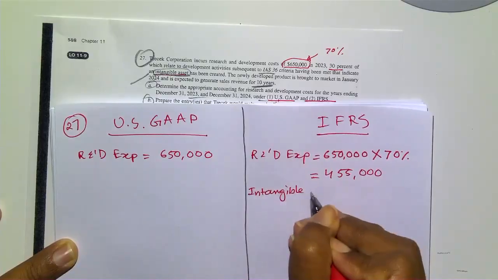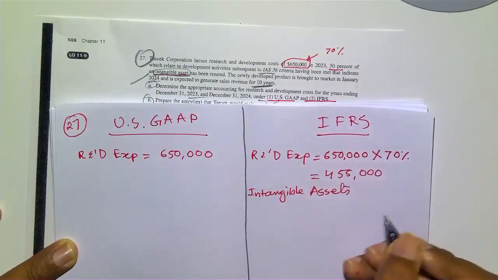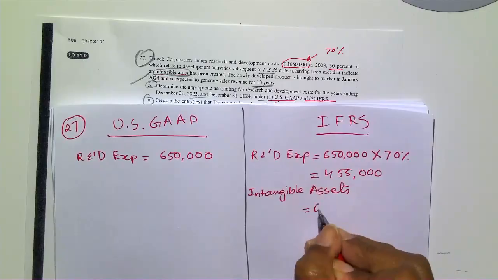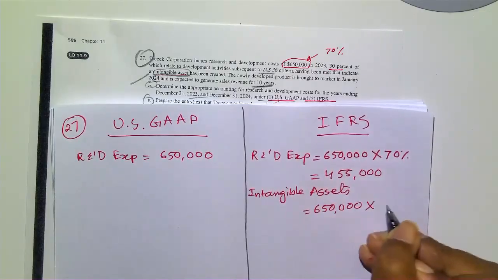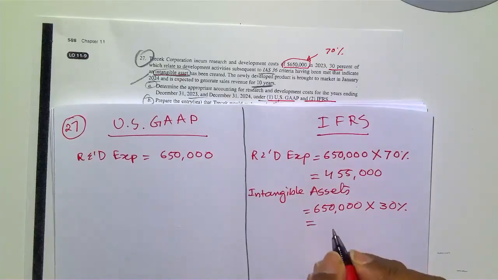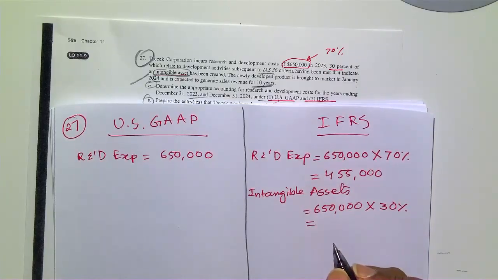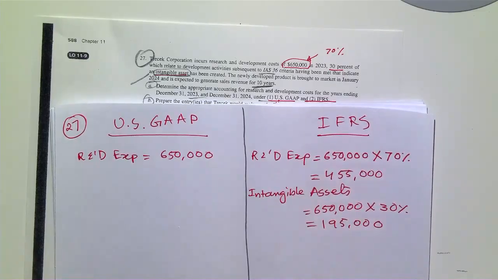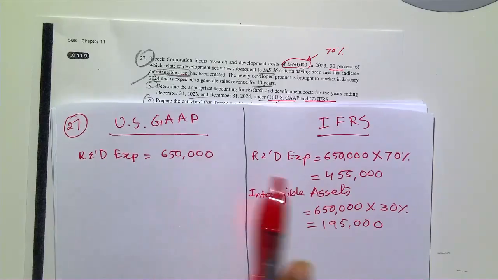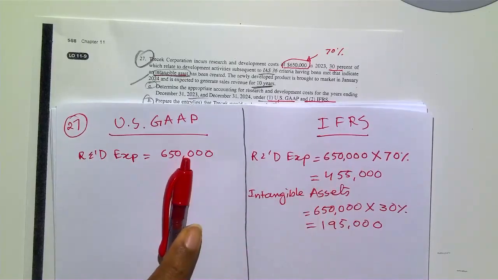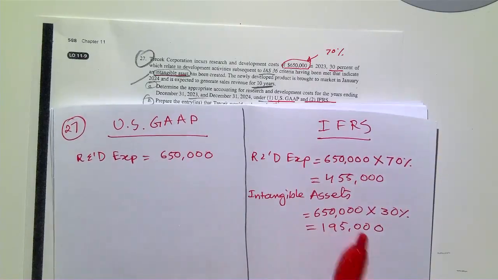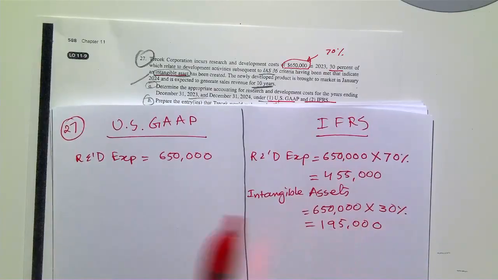And that's what everyone wants, right? No one wants to show higher expenses. So either you can take 30% of it or take the difference. IFRS will show 30% of it as an intangible asset, which is 195,000. So now you see where the differences are coming from. First difference will be the expense. US GAAP has higher expense, they will have lower net income, they will have lower retained earnings. IFRS will have an asset, US GAAP would not.